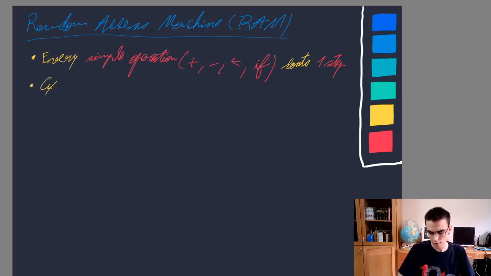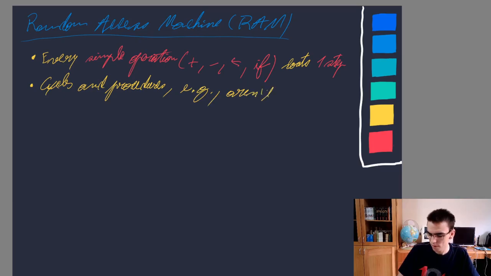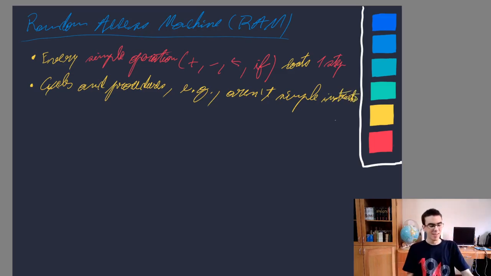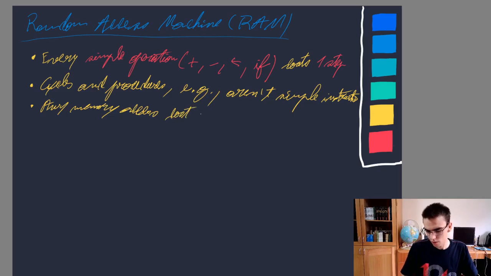Second rule, cycles and procedures. When we talk about procedures, we talk about functions. These are not simple instructions; actually, we want to keep this simple. And any memory access costs one step.